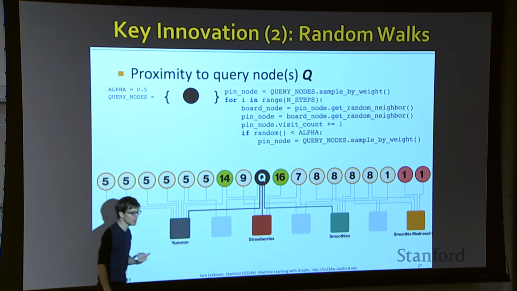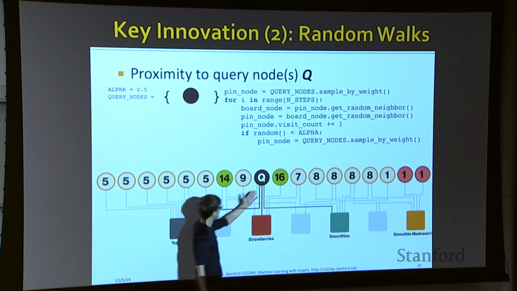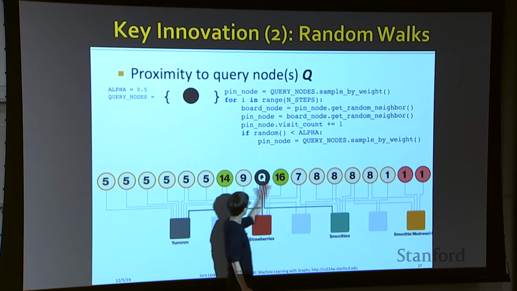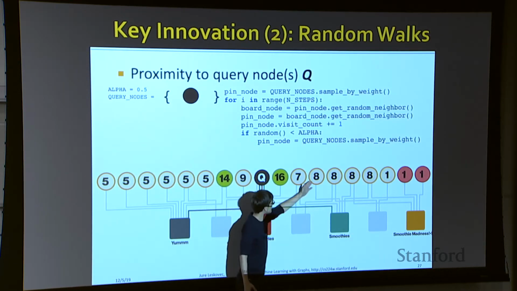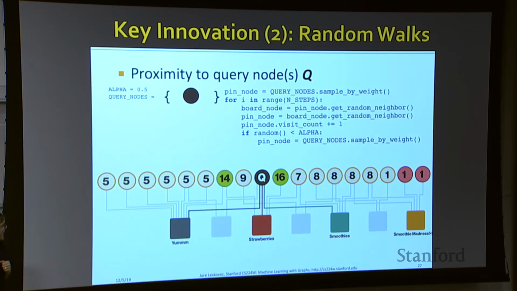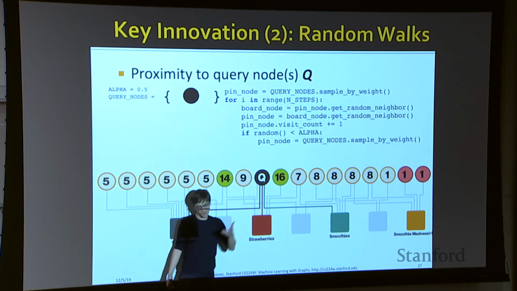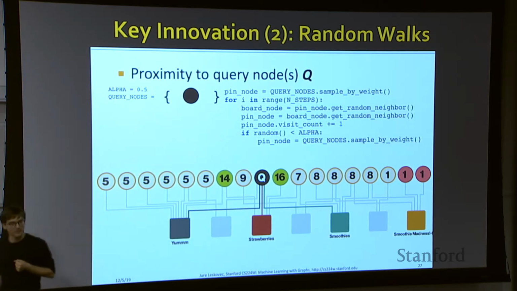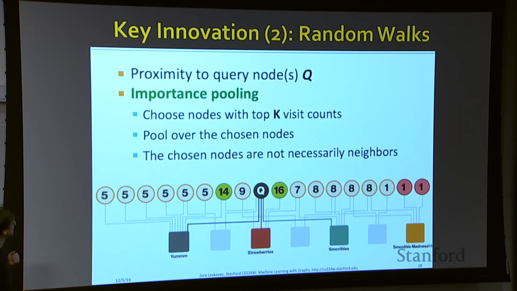So what I will do is I will use PageRank random walks to determine what pins are most related to my query pin based on these visit counts or random walk similarities. And the idea will be that then I will just pick a couple of the most important pins and aggregate information from them. So let me try to explain how this will work.